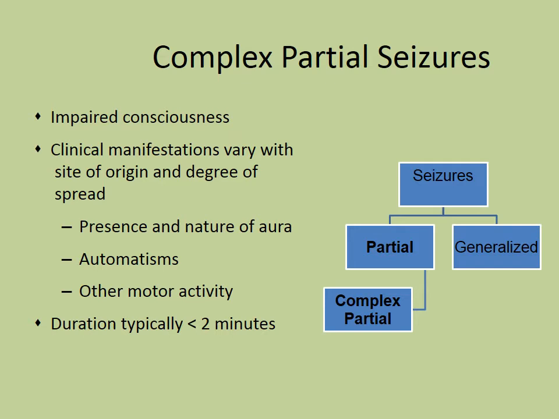So complex partial seizures usually last from 15 seconds to somewhere around 3 minutes. And then after the seizure, they're going to have postictal confusion. That's very common. That usually lasts for another 15 minutes or so. And they may have some fatigue afterwards, and that can sometimes persist for several hours.